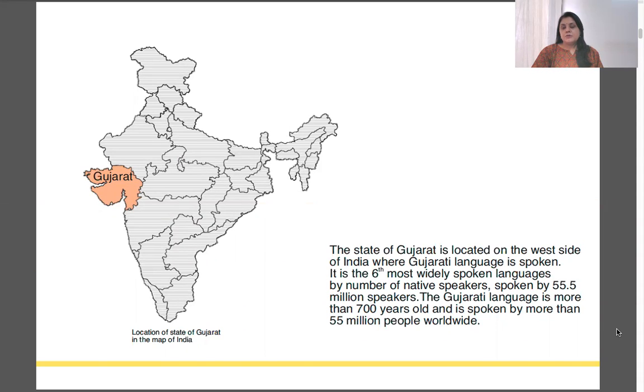Gujarati is the official language of the state of Gujarat. The state of Gujarat is located on the west side of India, where the Gujarati language is spoken. It is the sixth most widely spoken language by number of native speakers. The Gujarati language is more than 700 years old and is spoken by more than 55 million people worldwide.